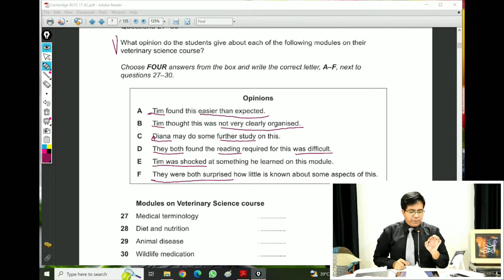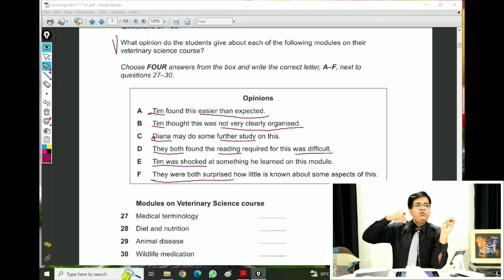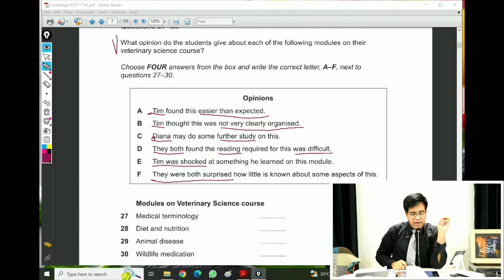So what you have to do: option A, Tim found this easier than expected. It's Tim. Option B again Tim and not clearly organized. Option C Diana, further study. Now what is further study? I will do a module on it next year, or in the next semester I will do further research on that, or I will select it for my dissertation. That is further study. Next option D, both found reading required was difficult. That means books were difficult or the study material which they had to read was confusing. And Tim was shocked and they both were surprised.